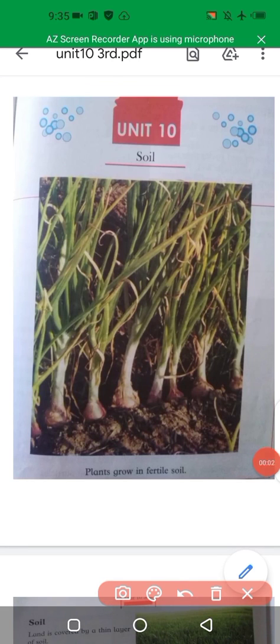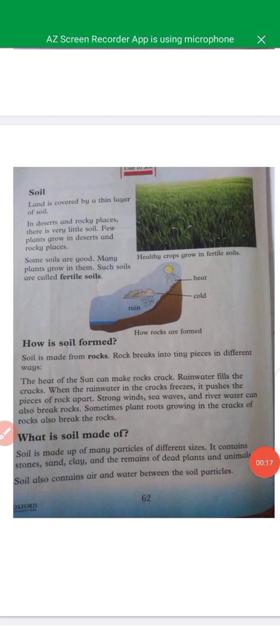Unit number 10, that is soil. Plants grow in a fertile soil. Here we have garlic plants which are grown in soil. This one is soil. So we can say that plants grow in fertile soil. Now here we have a question that what is soil?